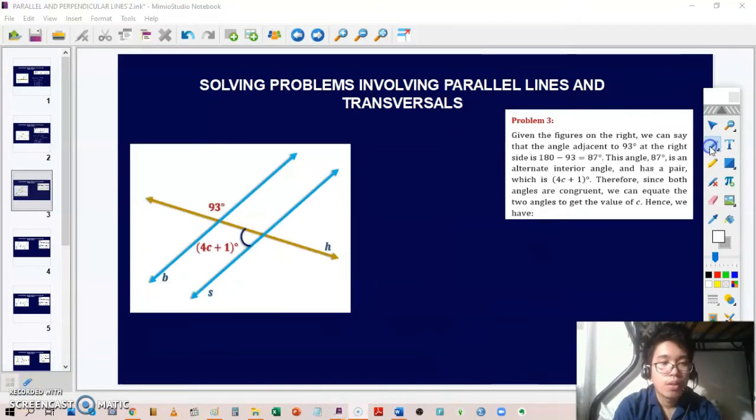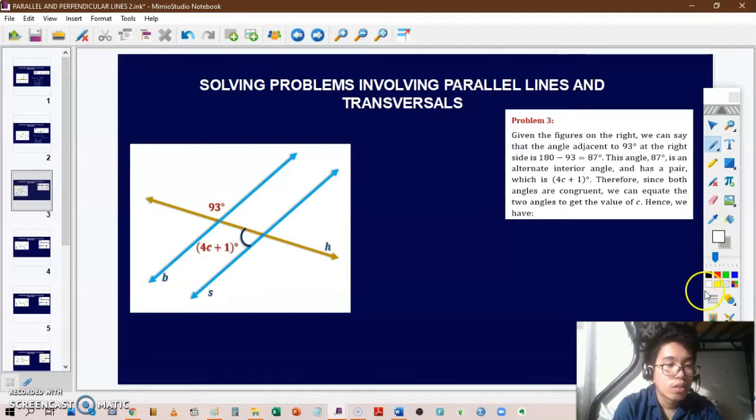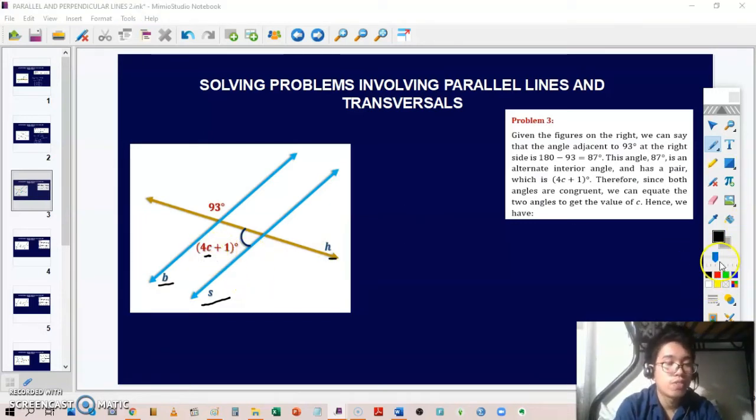So for this third problem, we have here again two parallel lines. We have line B and line S, and it's been cut by a transversal, line H, and we want to know the value of C. So how do we know the value of C? How can we get the value of C?